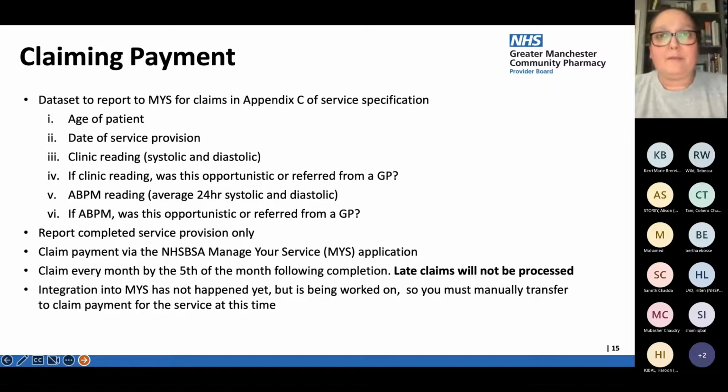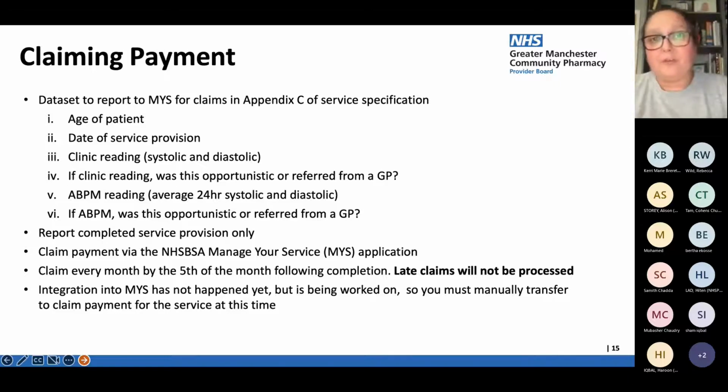But for now, you will need to manually transfer any blood pressure checks that you've done to NYS every month. Our understanding is that the NHS BSA is working with Pinnacle on an integrated solution, but we've got no date at this time as to when that's going to be available. They are also working on a couple of other integrations, DMS and I think the smoking service, the advanced service as well. So hopefully at some point we'll come to you with some good news around all of that.